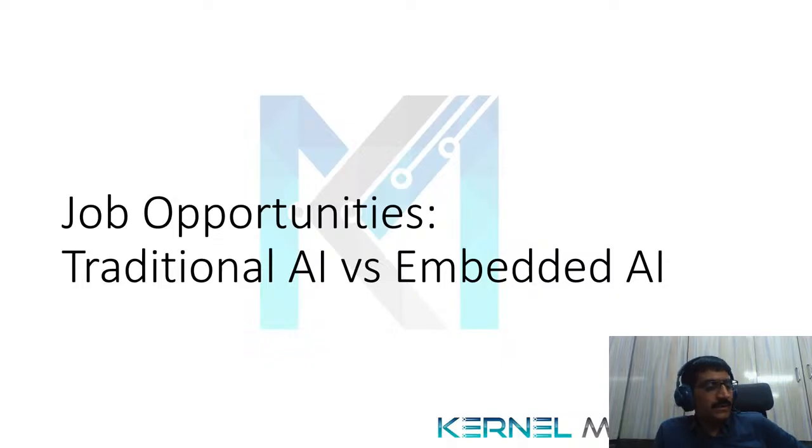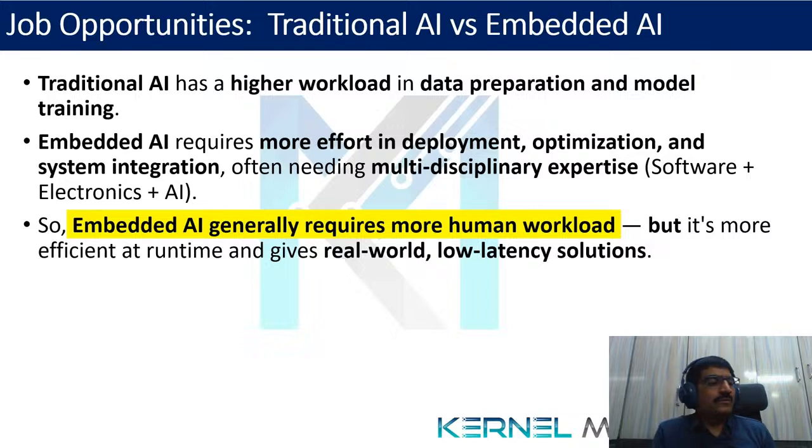Now you can see it's a very important parameter. Previously we were discussing traditional AI and embedded AI differences in different parameters. This parameter is very important: job opportunities, for both traditional AI and embedded AI. What is the job outlook from a future perspective? Not only for this moment, but for the upcoming 5 to 10 years down the line, where your position is also very important. You can see it clearly defined: the job opportunities and human workload required in the upcoming future.